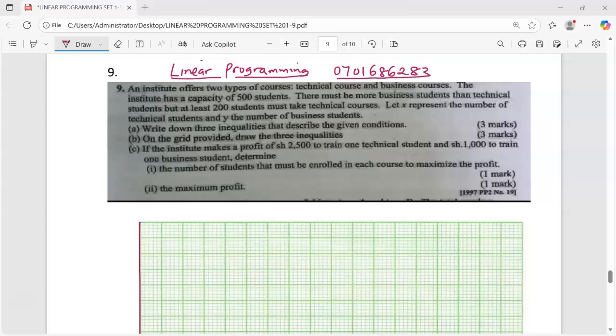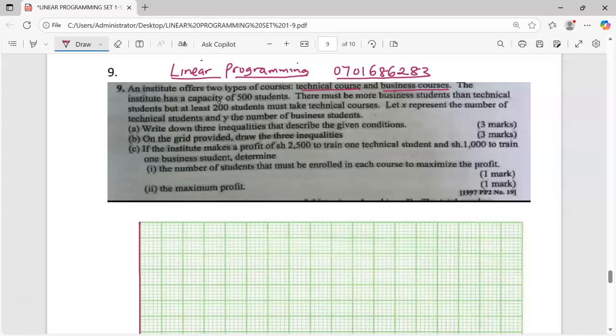We are presenting a question that was done in K.C.S.E 1997 paper 2 question number 19 under linear programming. The question reads, an institute offers two types of courses. We have technical courses and business courses. The institute has a capacity of 500 students.